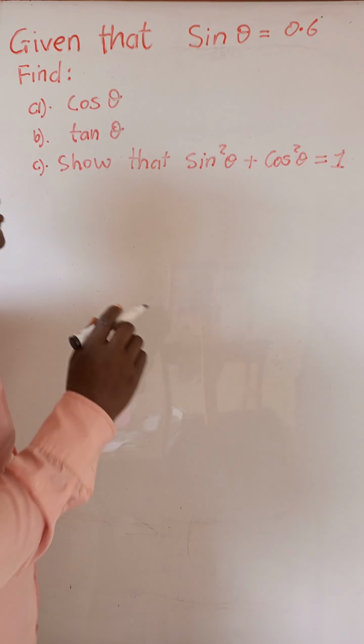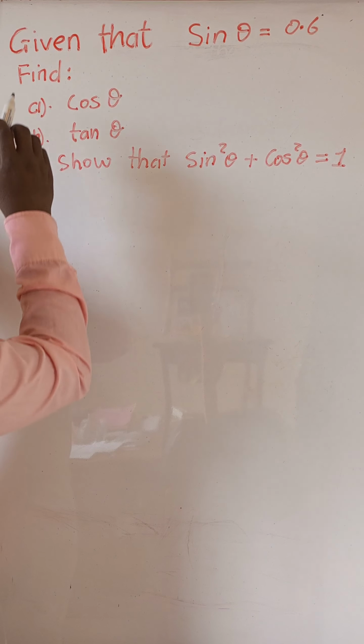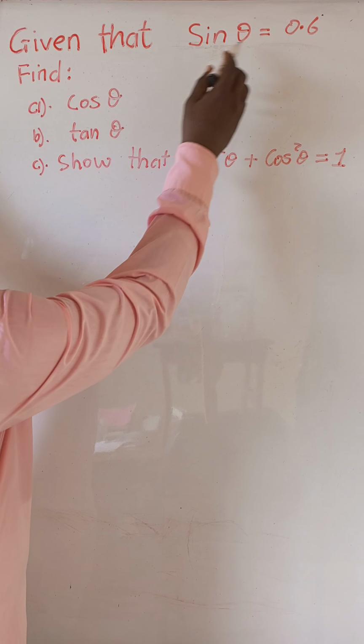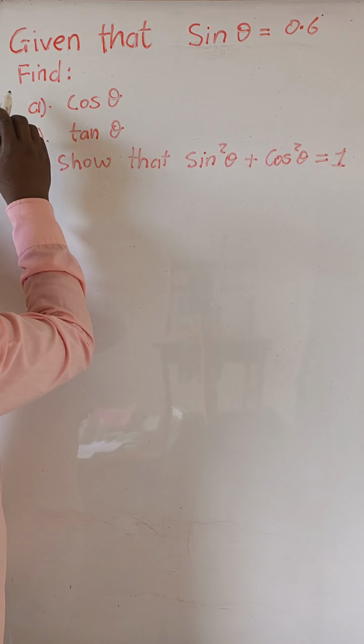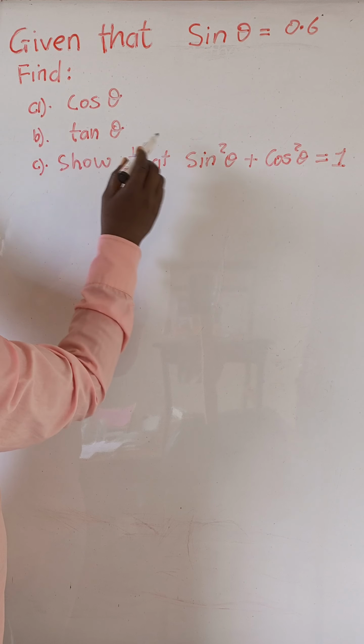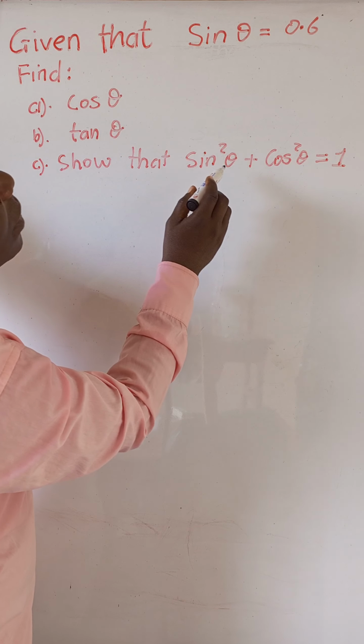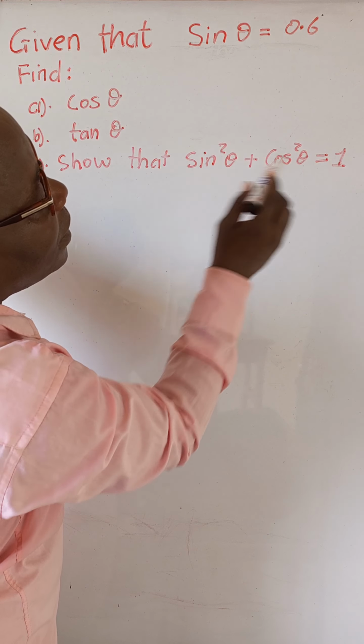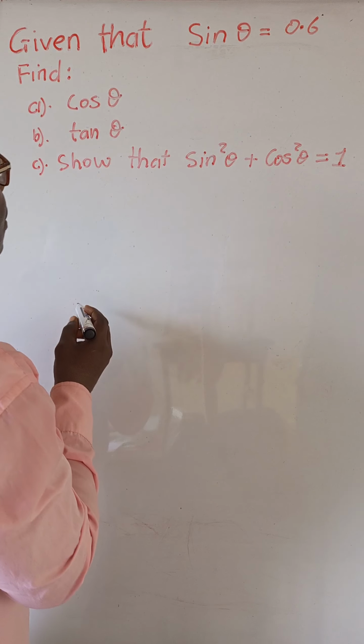Hi, here is a question on trigonometry. Given that sine theta is equal to 0.6, find cos theta, find tan theta, and show that sine squared theta plus cos squared theta equals 1.